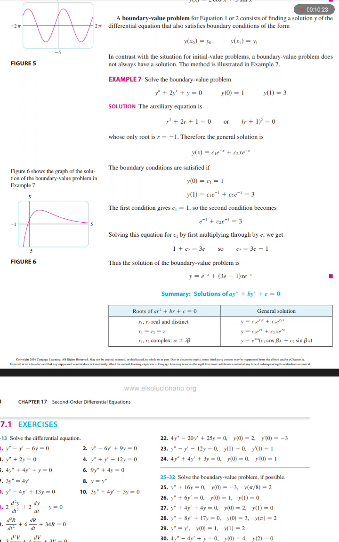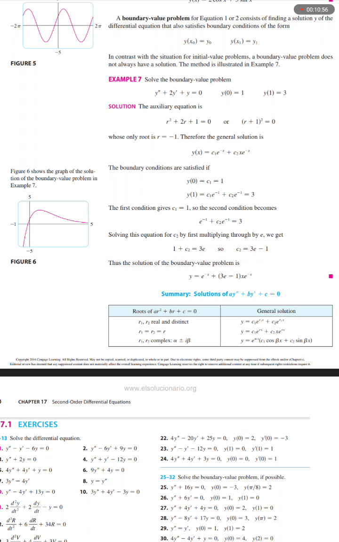Solving this equation for c sub 2 by first multiplying through by e, we get 1 plus c sub 2 equals 3e. So c sub 2 equals 3e minus 1. Thus, the solution of the boundary value problem is y equals e to the power negative x plus open 3e minus 1 close times x times e to the power negative x.